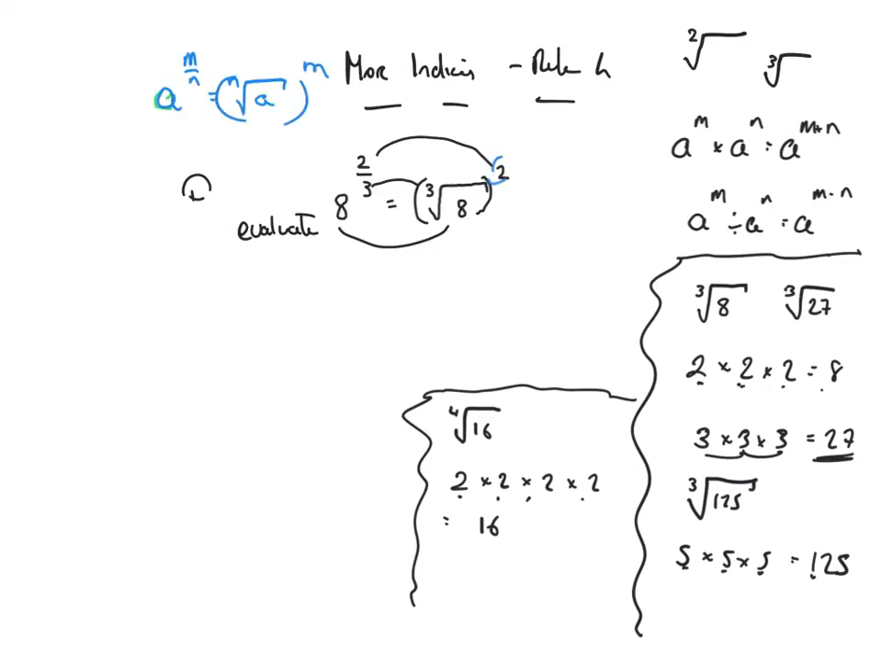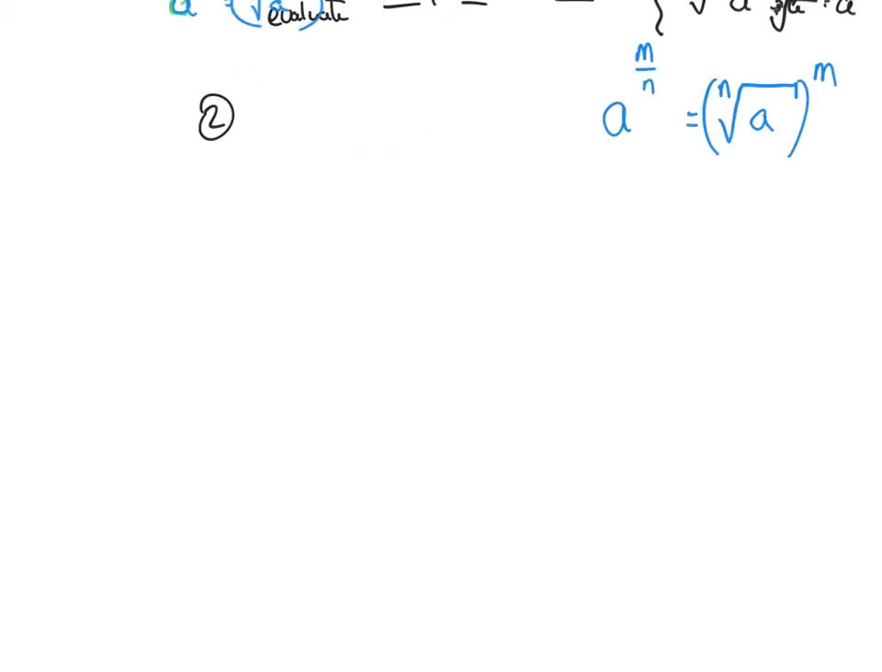Okay, let's just remind ourselves of this rule. A to the power m over n is the nth root of a to the power m. So that number goes there, that number goes there, and that number goes there. So it's the cube root of 8 to the power 2. Now what's the cube root of 8? That's 2, because 2 times 2 times 2 is 8. So that bit in there is 2, and I still need to square it, and 2 squared, 2 times 2, that's 4. Let's try another example, example 2.